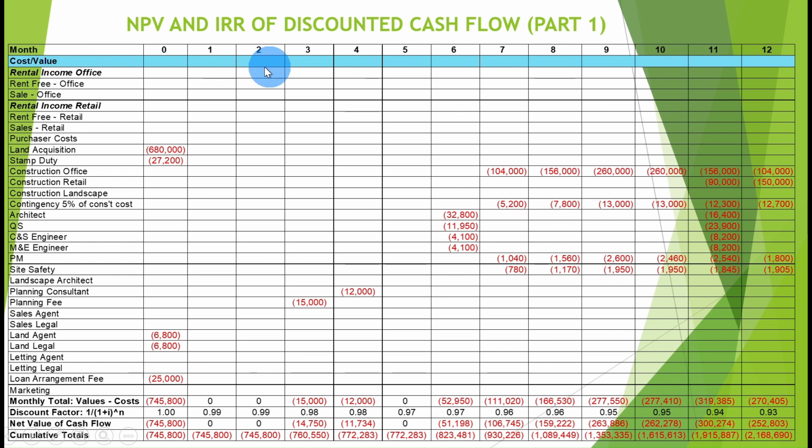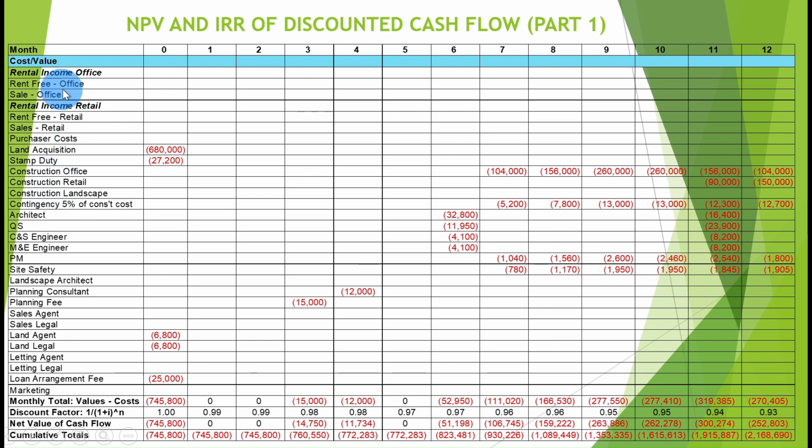At the top of the table, we will put the month 0 initial, first month, second month, and similarly to the 12th month. And then we put the cost or value here. Usually we should put the value first. The value is rental income office, rent-free office, the sale office, and rental income for retail, rent-free, sale, retail purchase cost, and land acquisition, stamp duty, and so on.